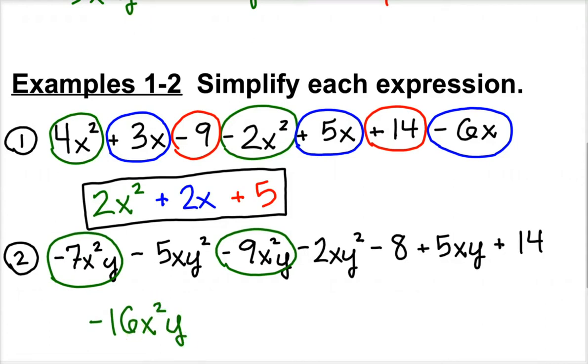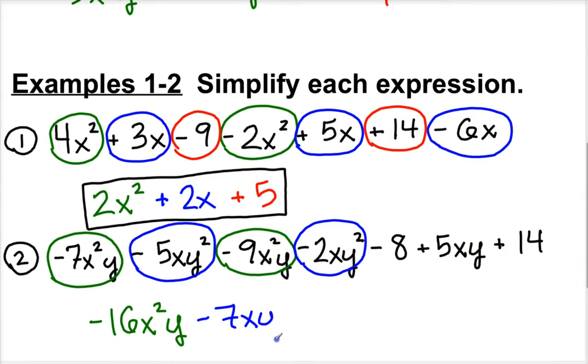And now we'll do the same thing with our next term, which is negative 5xy squared. We already have an xy squared over here, so I'm going to circle the negative 2xy squared. And none of these last three match, so these are the only two I can combine here. Negative 5 minus 2 is going to give me negative 7xy squared.